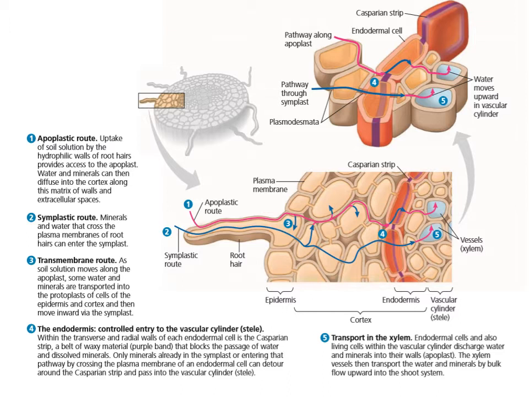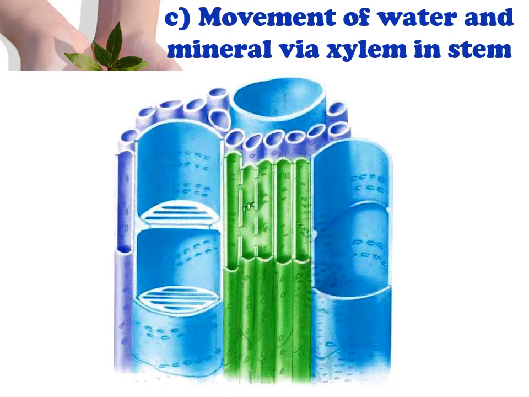In the xylem vessels, water and minerals are transported by bulk flow upward into the shoot system. The figure shows the structure of xylem. Xylem consists of vessel elements, tracheids, fibers, and parenchyma, which is not shown in the diagram. Tracheid is a tubular cell, thin, with tapered overlapping ends joined by pits that allow lateral movement of water between neighboring cells.